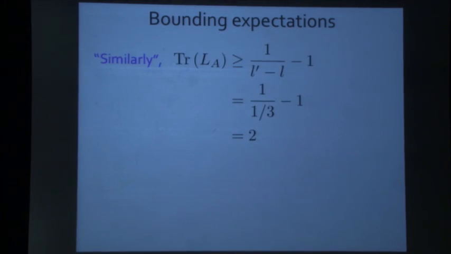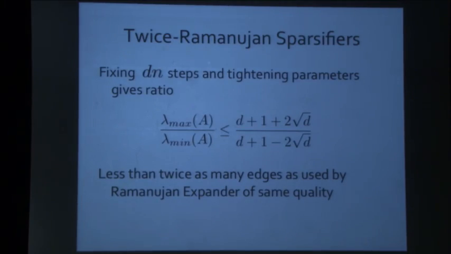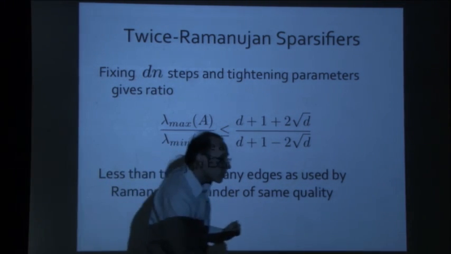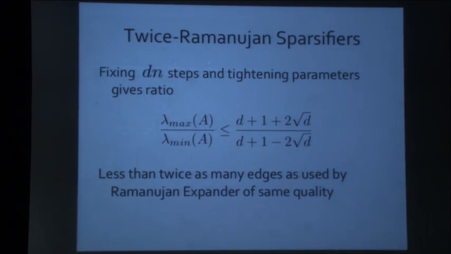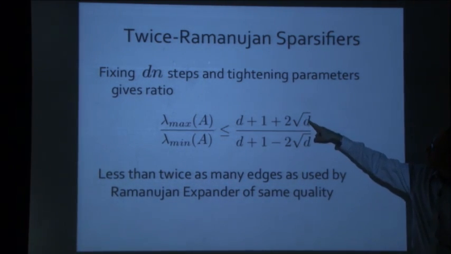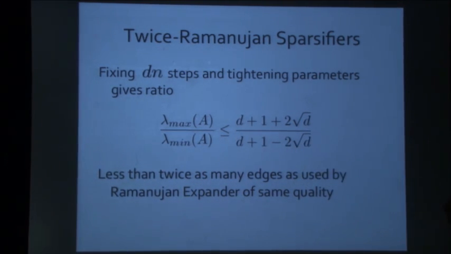If you tighten up all the terms, what do you get? We get that the ratio of the largest eigenvalue to the smallest eigenvalue, after I do this for dn steps, will be at most this ratio, (d + 1 + 2√d) divided by (d + 1 − 2√d). I should say that I did this for dn steps. That corresponds to a graph of degree 2d, or average degree 2d.